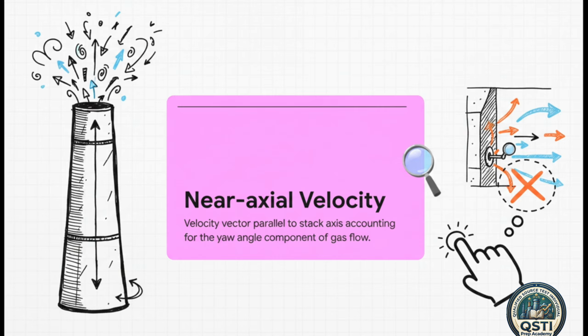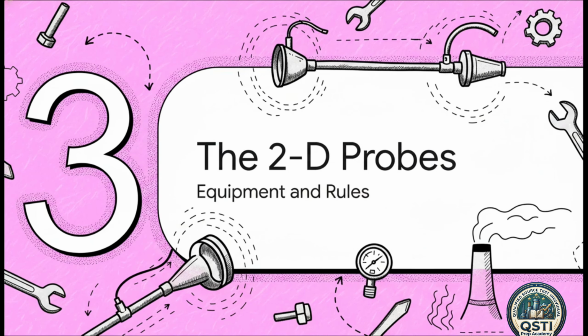But, and this is absolutely crucial for your exam, you have to remember its limitation. It does not account for the pitch component of flow. Pitch is the gas moving towards or away from the test port wall, and 2G just doesn't cover that. Okay, on to Section 3, the 2D probes, equipment and rules.